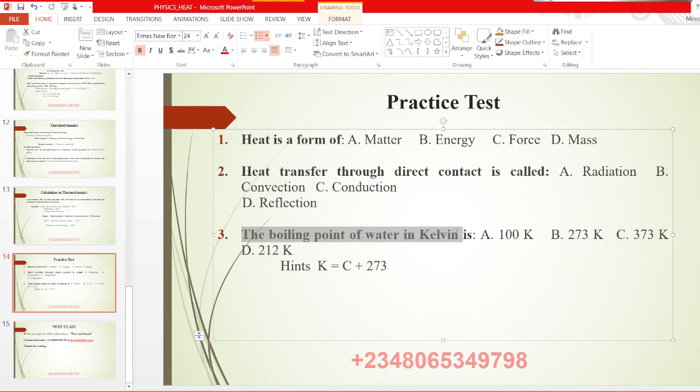The boiling point of water in Kelvin is what? Recall, this question is very funny. If you end up saying 100 Kelvin, you are wrong. Kelvin is the standard SI unit for measuring temperature. But water starts boiling at 100 degrees Celsius. You were not given a value of 100 degrees Celsius, but it is just a logical question. So the answer is that 100 degrees Celsius, the temperature at which water boils and is converted into gas, must be converted into Kelvin.